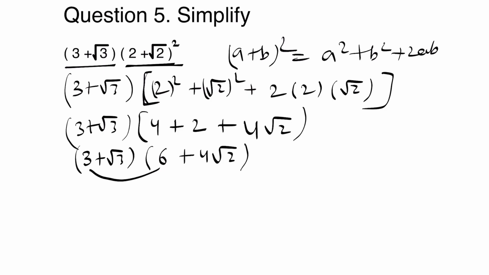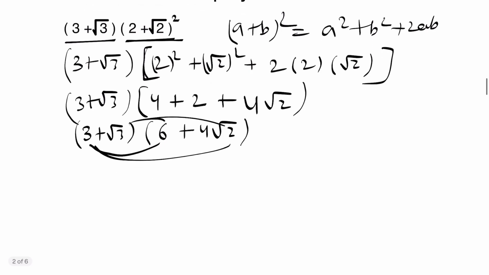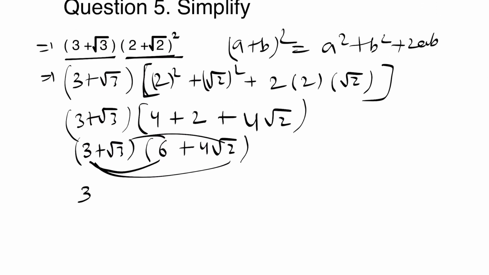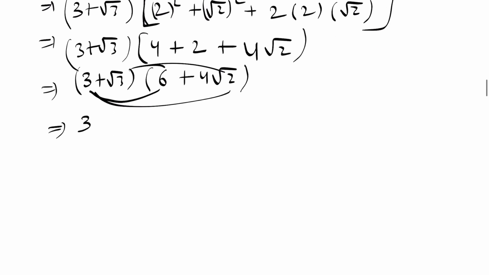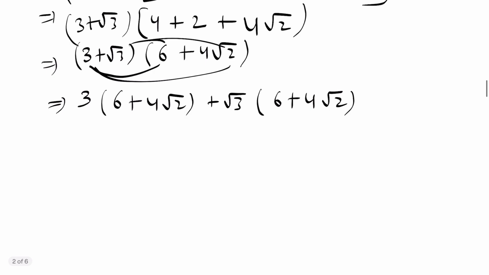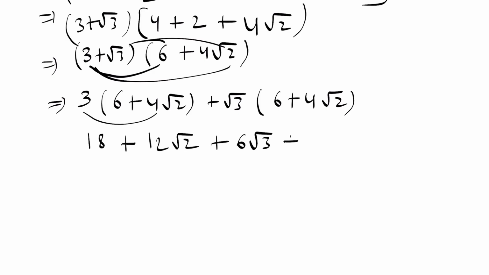Again, multiply these with these two terms and these with these two terms. So this is equal to 3 with 6 plus 4 root 2, and plus root 3 with 6 plus 4 root 2. So this is 18 plus 12 root 2, 4 times 3 is 12, plus 6 root 3 plus 4 root 6. Okay, this is the answer.